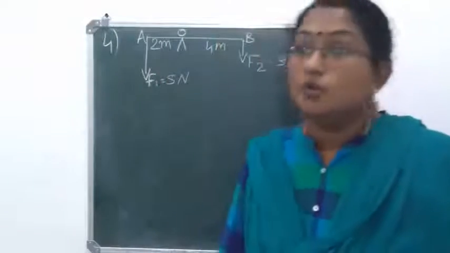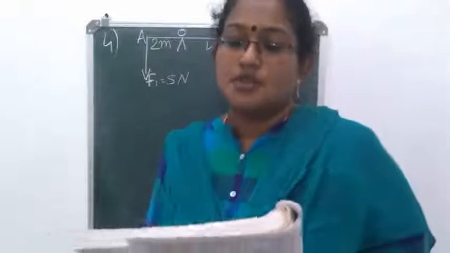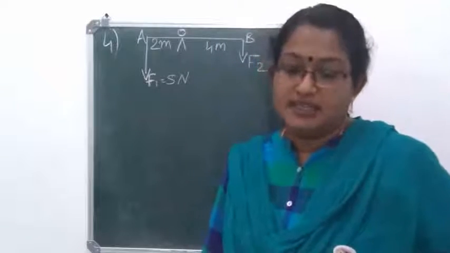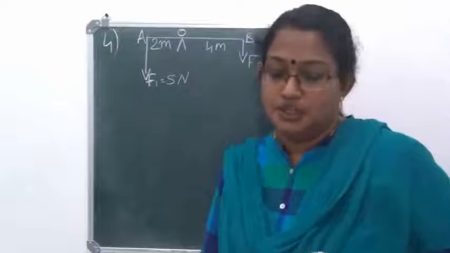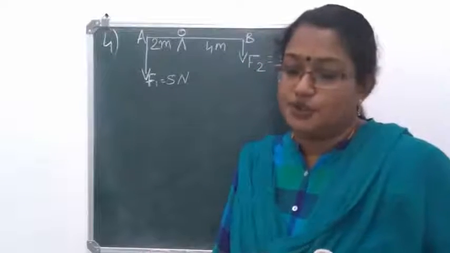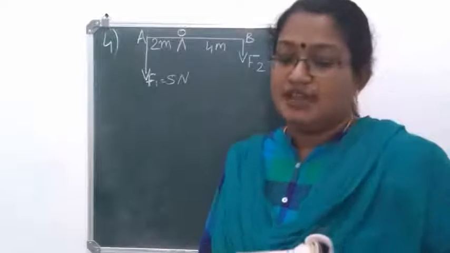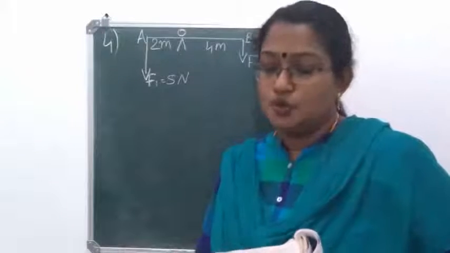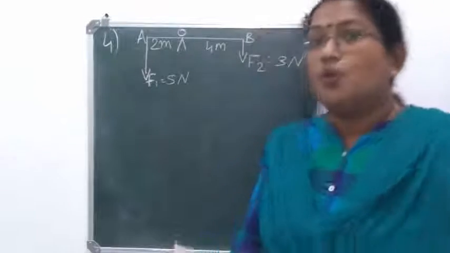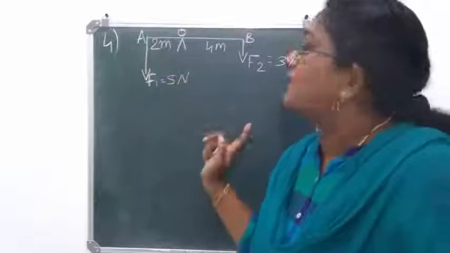Now we will move to question number 4. The diagram shows two forces, F1 is equal to 5 Newton and F2 is equal to 3 Newton, acting at points A and B of a rod pivoted at a point O, such that OA is equal to 2 meter and OB is equal to 4 meter. So what all things are mentioned in the question? Same thing is seen in the diagram.